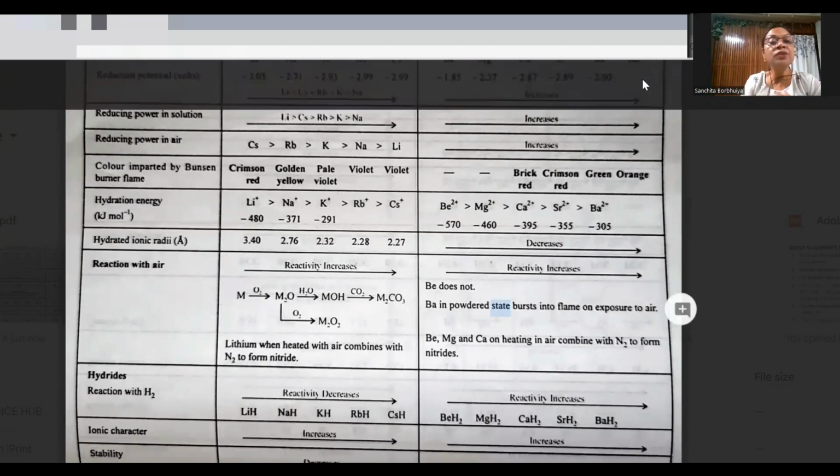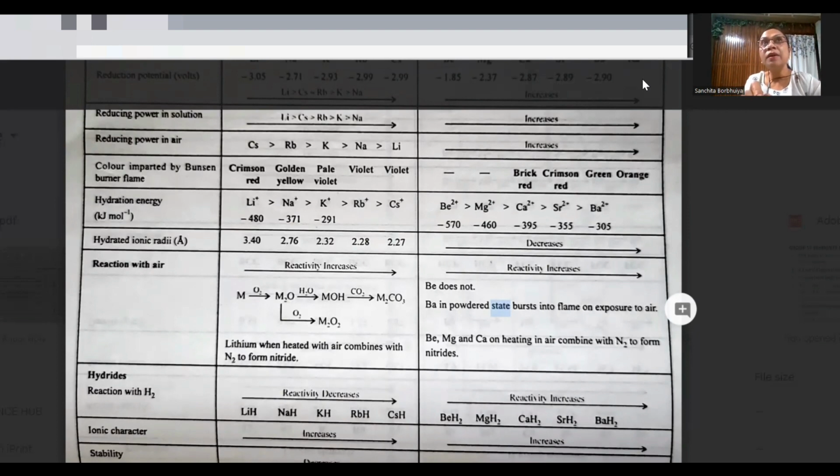The color imparted to the Bunsen burner flame: for lithium, it is crimson red. For sodium, it is golden yellow. For potassium, it is pale violet. For rubidium, it is violet. And for cesium, it is also violet. That is the color imparted to the Bunsen burner.